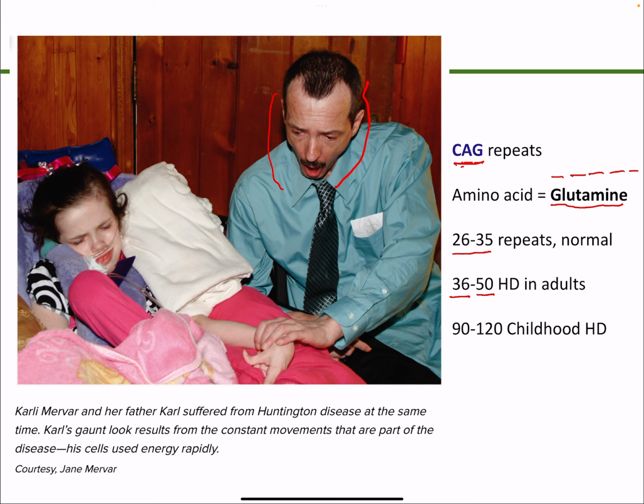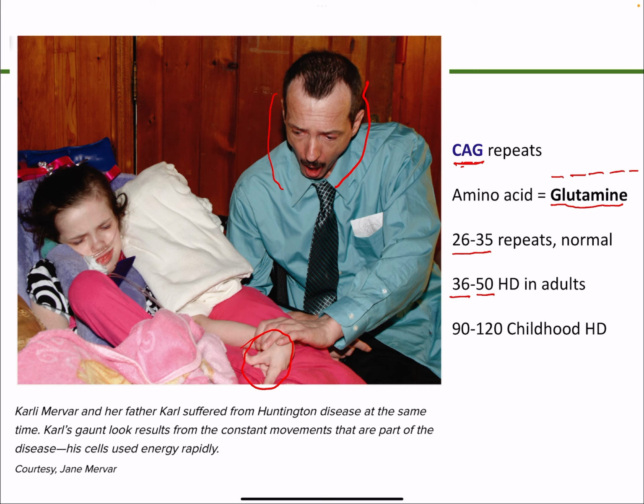Now take a look at the hand and the fingers of his daughter. The hand is folded and the fingers are stuck in a position that is not easy to change. This is caused by the misfolded Huntingtin, which is the protein that causes the Huntington disease. Anyway, 36 to 50 repeats cause Huntington disease to develop in a person, and the onset is during adulthood.